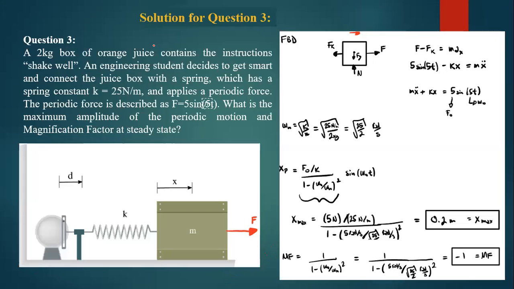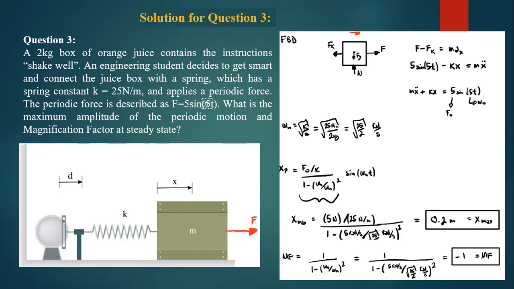Another question, number 3. A 2 kilogram block of orange juice contains the instructions shake well, and an engineering student decides to get smart and connect the juice box with a spring, which has spring constant 25 Newton per meter, and applies a forcing force. The force is described as F equal to 5 sine 5t. What is the maximum amplitude of the periodic motion and the magnification factor at steady state? So two things are required here: the maximum amplitude of motion and the magnification factor. So this is the given.